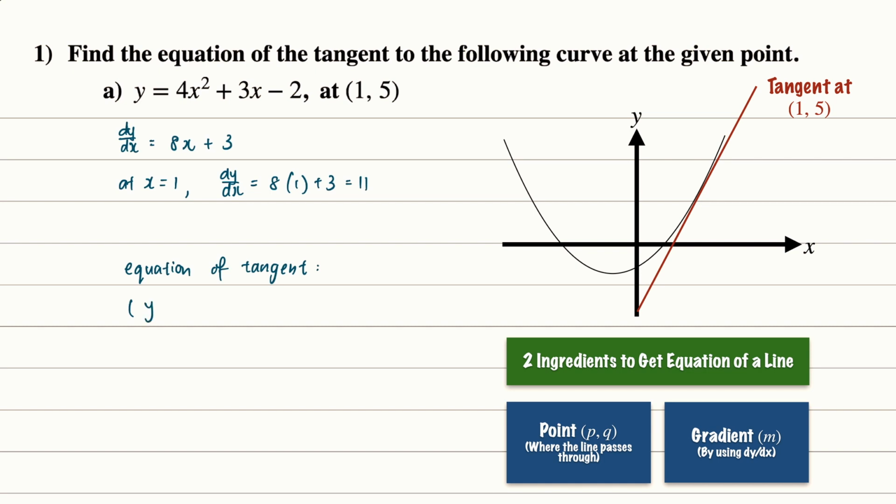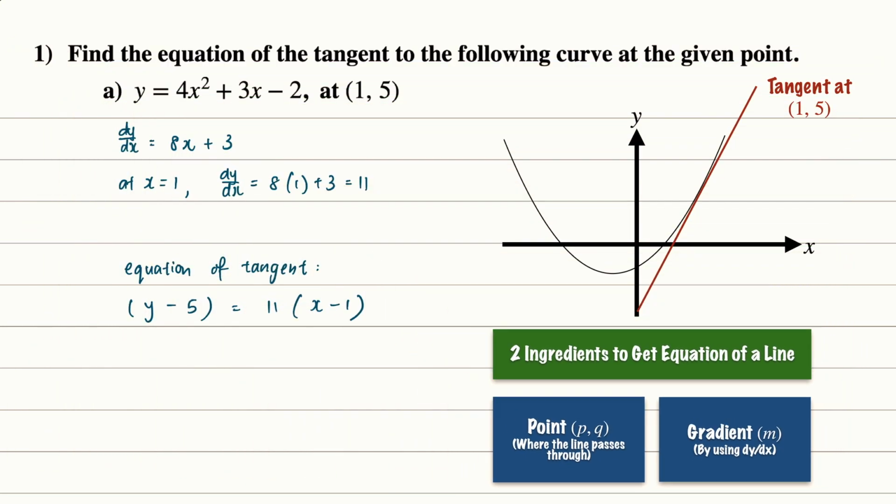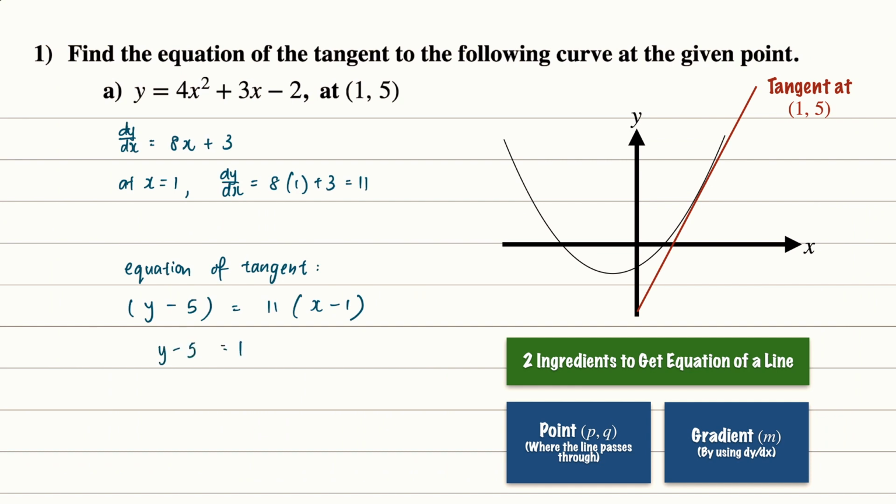It is simply y minus 5 equals 11 times (x minus 1). Now this is a very easy way to express an equation. This came from the gradient of a line, where you have (y2 minus y1) over (x2 minus x1), which gives us the gradient of a line. By bringing the x2 minus x1 to the right hand side, we can derive any equation given a gradient and coordinates. So simplifying further, we have y minus 5 equals 11x minus 11. And making y the subject, y equals 11x minus 6.